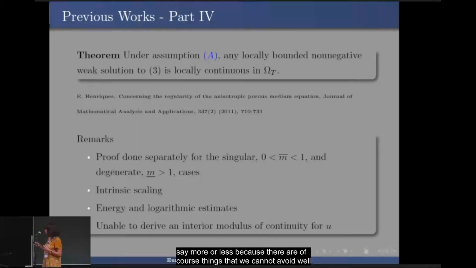The thing that I did here, I did separately for the singular and the degenerate case, but along the proof, the constant will depend on this oscillation. So it will depend on the solution. So I could not present a modulus of continuity. I could say that it is Hölder continuous, but I could not say how this Hölder continuity goes.